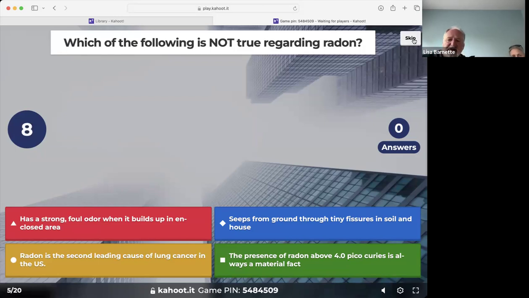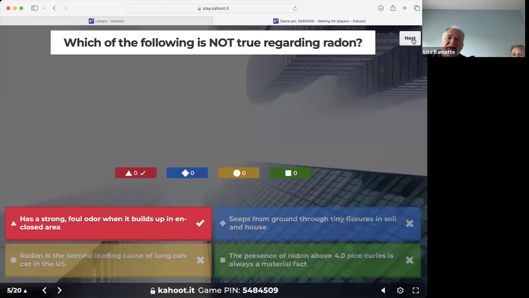As you're looking at this question, notice that the answer here is that it has a strong foul odor. Radon is a colorless, odorless gas. That used to be a very common question on the exam. So literally just knowing that point might actually help you get this question right. And then a couple of the others here, they sound good.